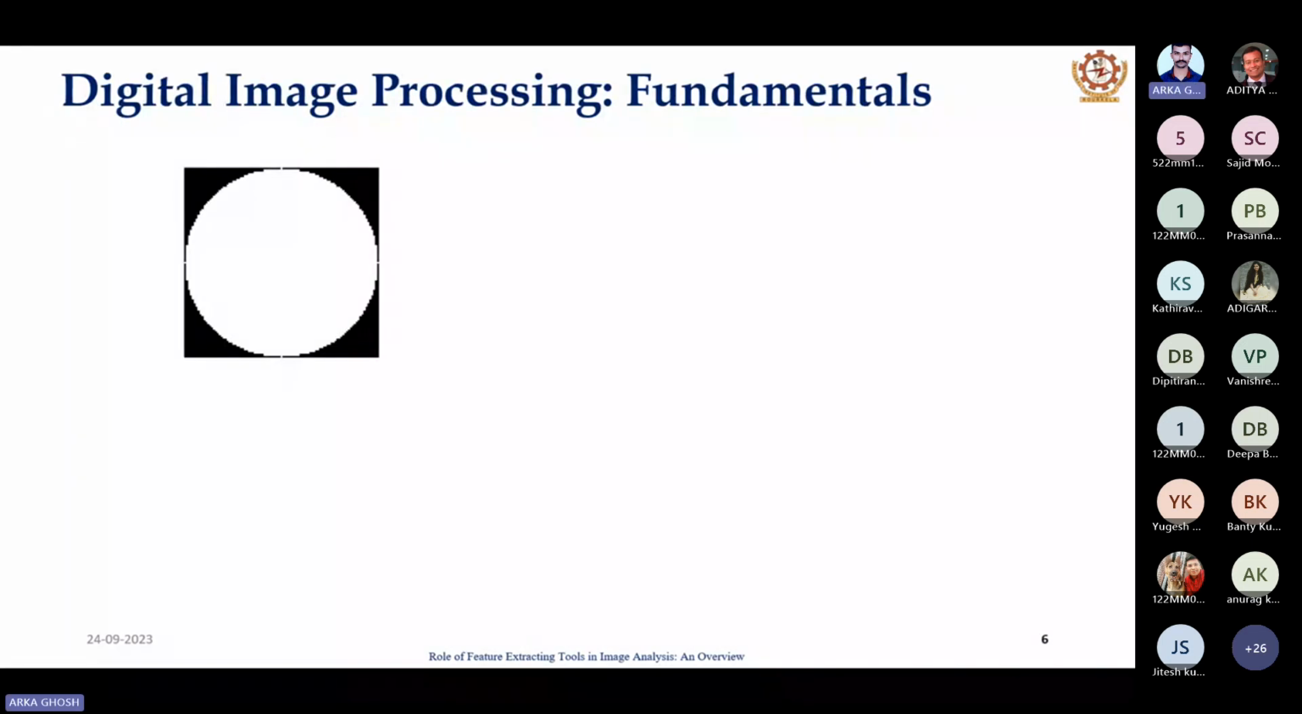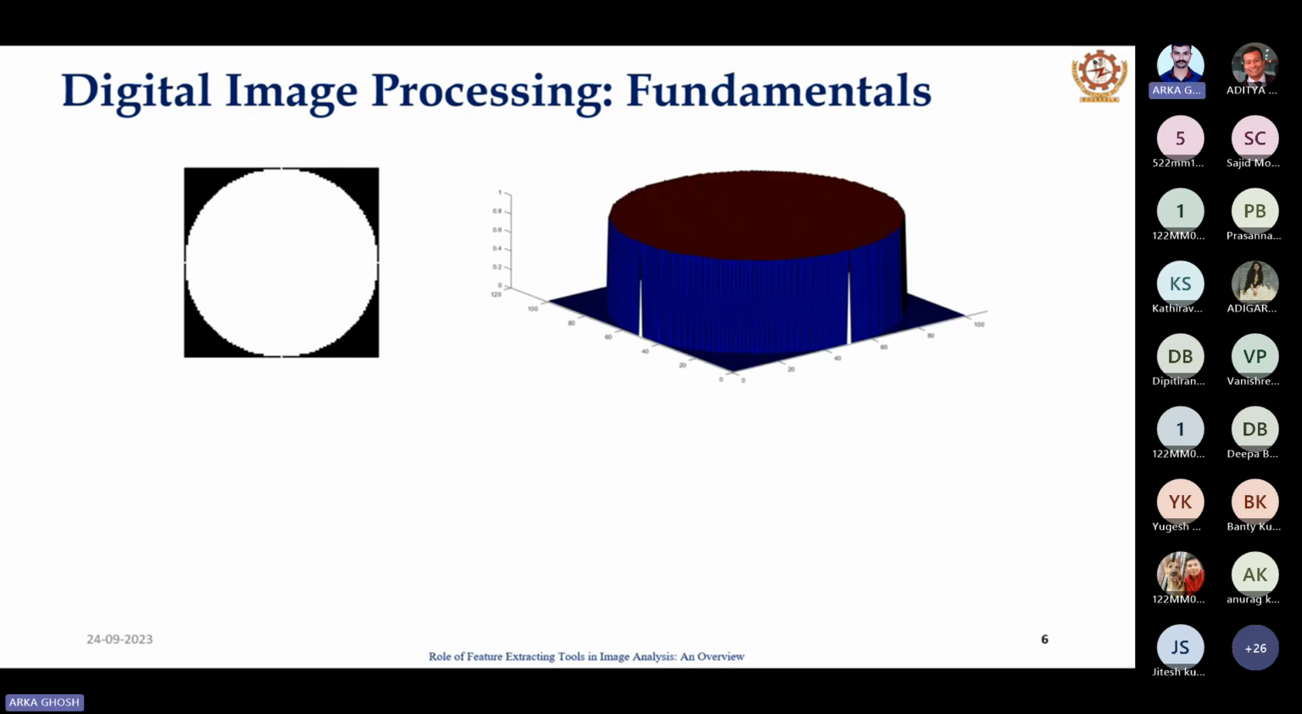In that particular image, you can see there is a circle which is white and its background is black. So what does it mean? If we make a three-dimensional view of that, you can see this region having white, that is higher pixel intensity, has the maximum intensity, and the other regions have an intensity of 0. That means in this image, we have only two intensities, 1 and 0.